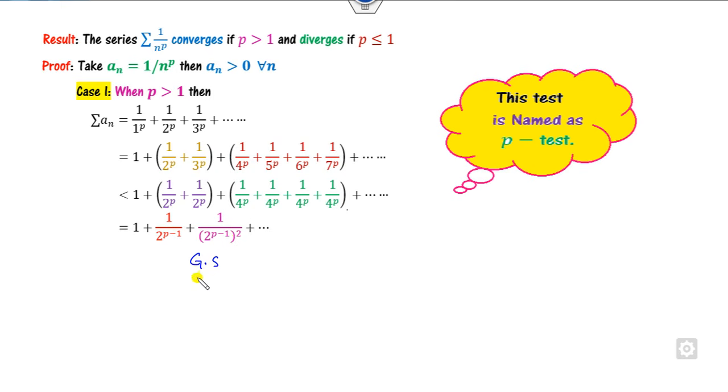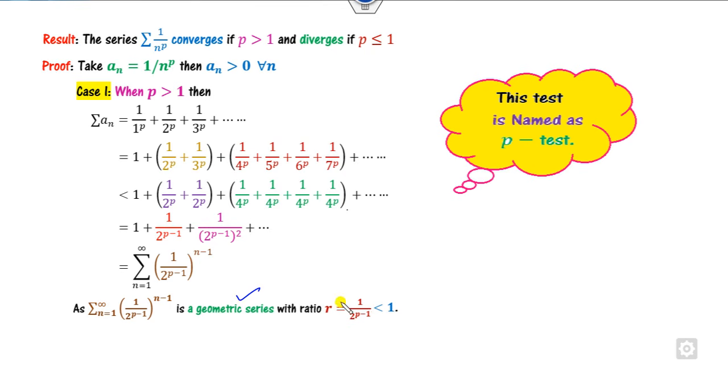Yes, this is the geometric series, which can be written like here. So once it's a geometric series, then you can apply the geometric series test: the common ratio is less than 1. So once it is less than 1, then we can say it's a convergent series.